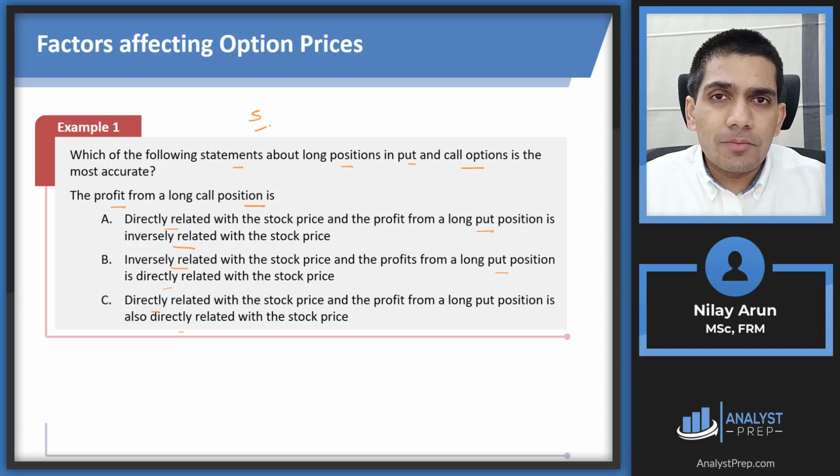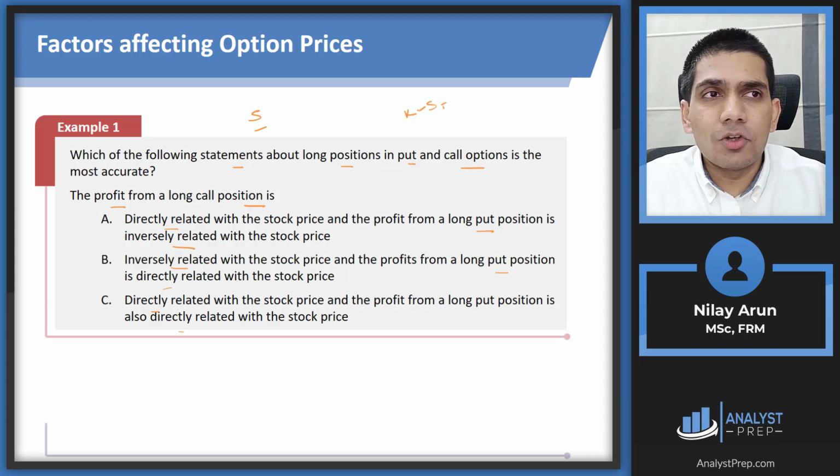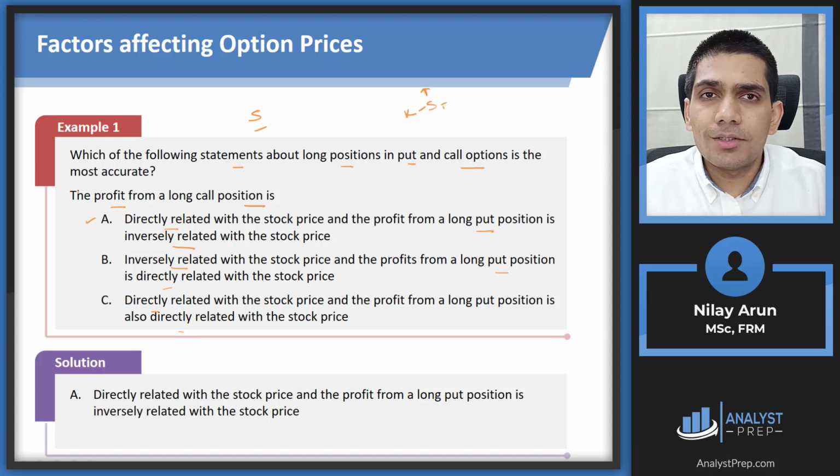Now for a call option, when the stock price goes up, then the call option is going to gain. But when we talk about the put option, remember, it is K minus ST is the formula. So if ST was to go up, the put position will end up losing. So the call position will be directly related with the stock price because it's gaining. Put position is going to be inversely related. So your correct answer is A. So that's your answer. Now let's look at another example.